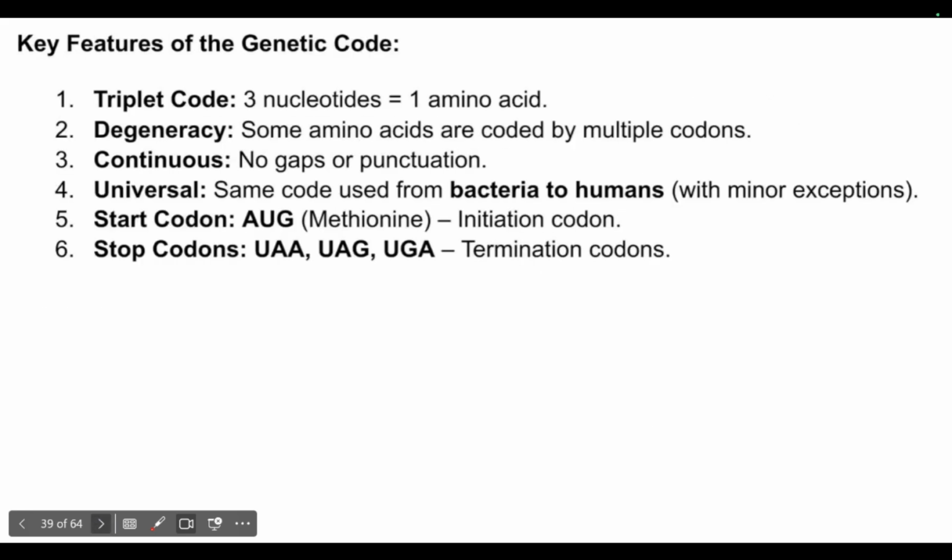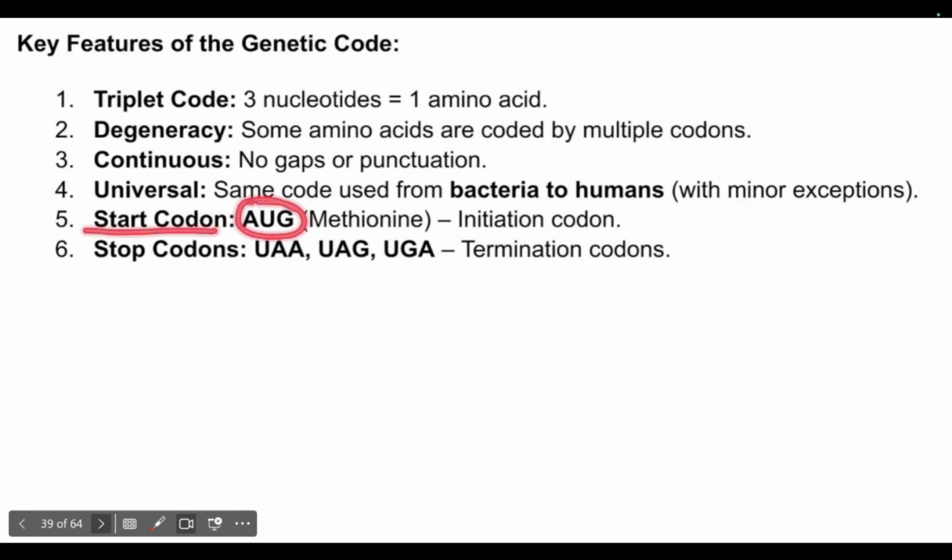So summarizing all the characteristics of the genetic code. Genetic code is triplet in nature, that is each codon has 3 nucleotides and it codes for 1 amino acid. Genetic code is degenerate, meaning some amino acids are coded by multiple codons. Genetic code is continuous, meaning there is no punctuation. We can also call it commaless. Genetic code is universal, meaning the same code is used by all organisms, but there are certain exceptions also. In very few cases genetic code variation is found.